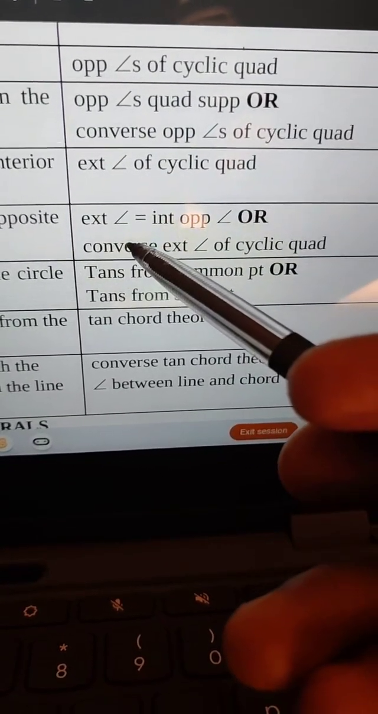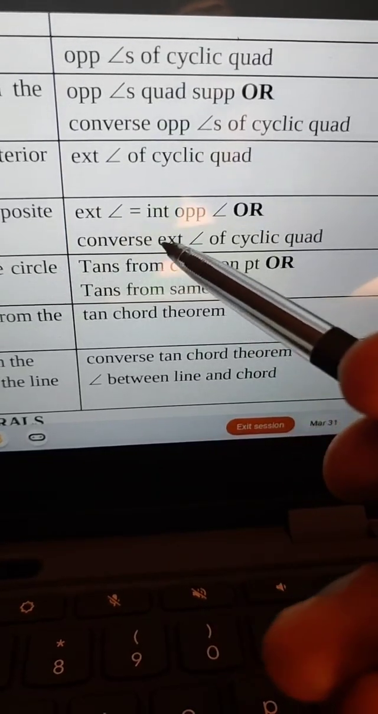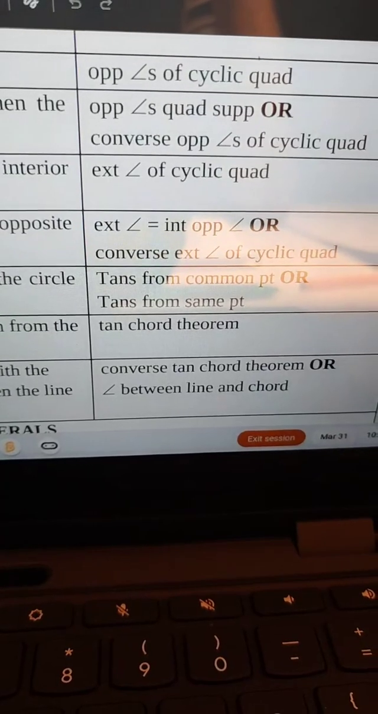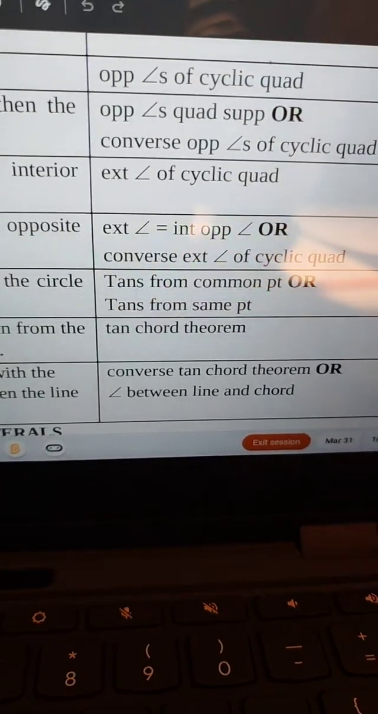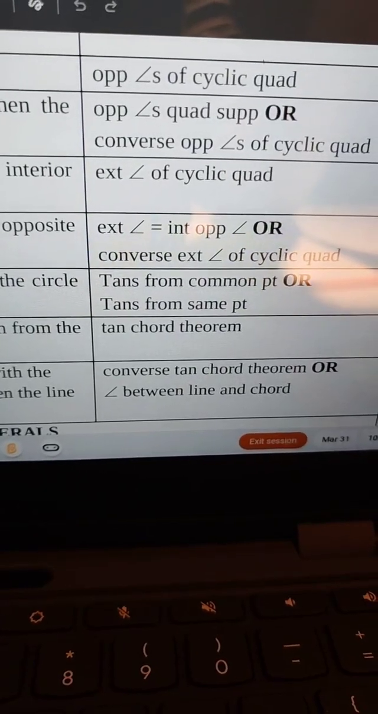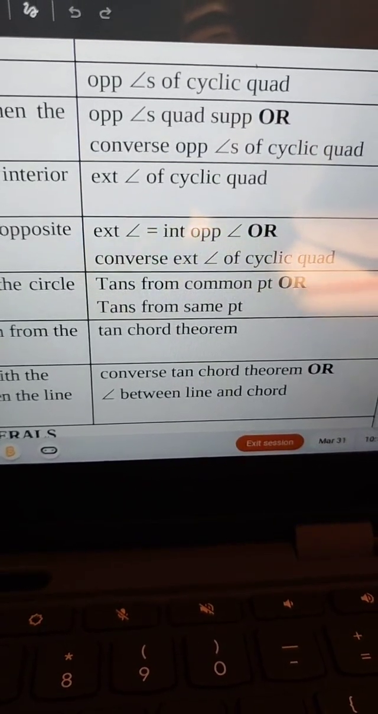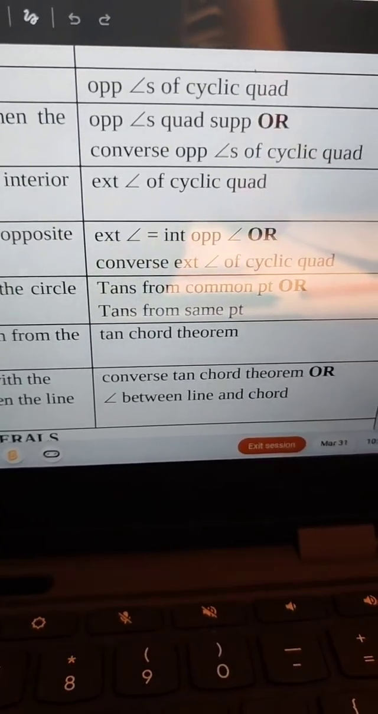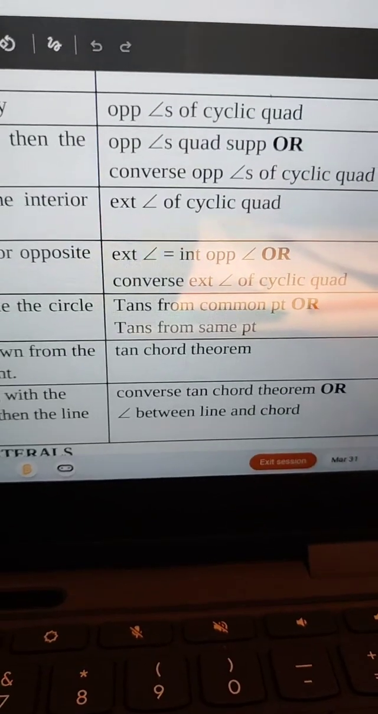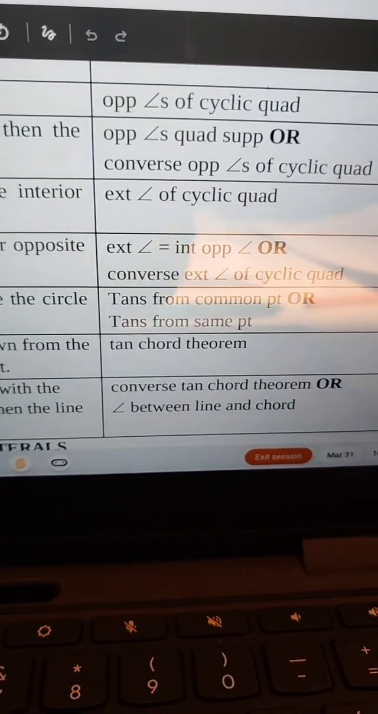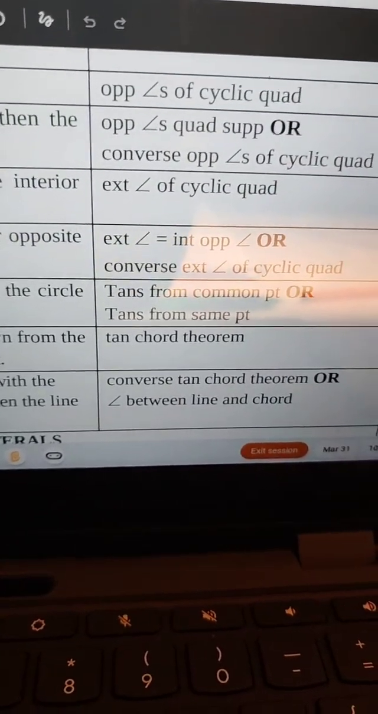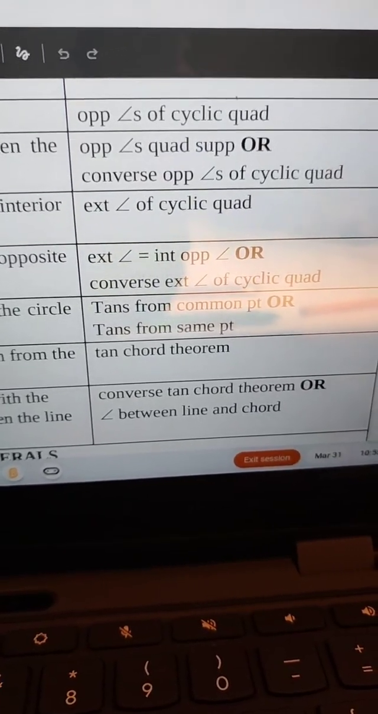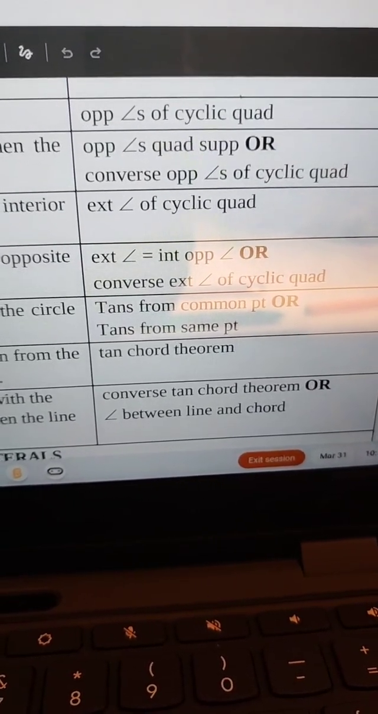Or we could say converse exterior angle of cyclic quad. So let's decide, guys, which one as individuals we are going to stick to and flow with. Please, guys, the reasoning is here for us to use. And remember, in the exam centers, when they mark, they are consulting the exam guideline for the most accurate and common reasons that learners can use.